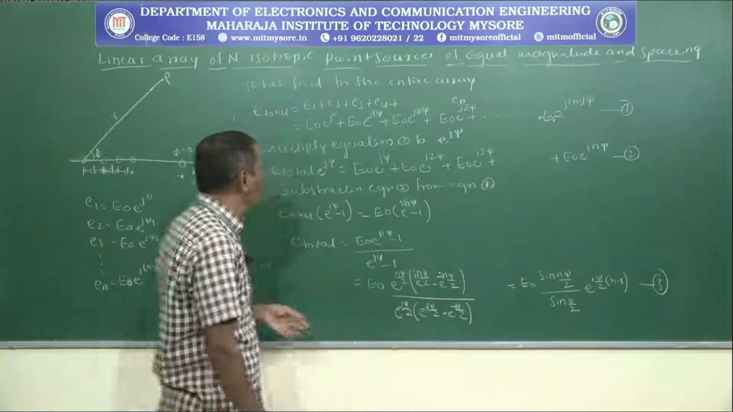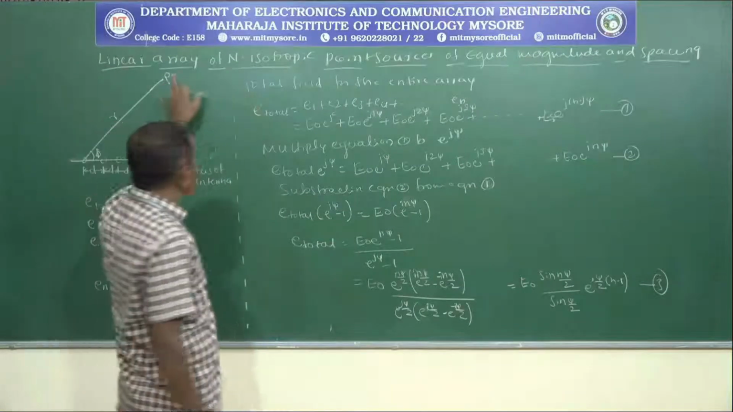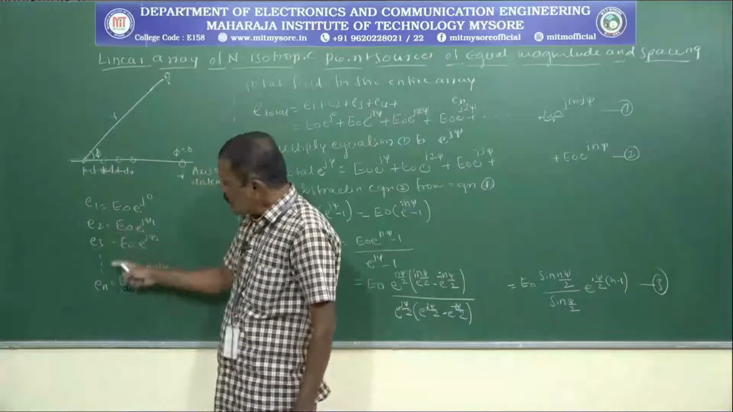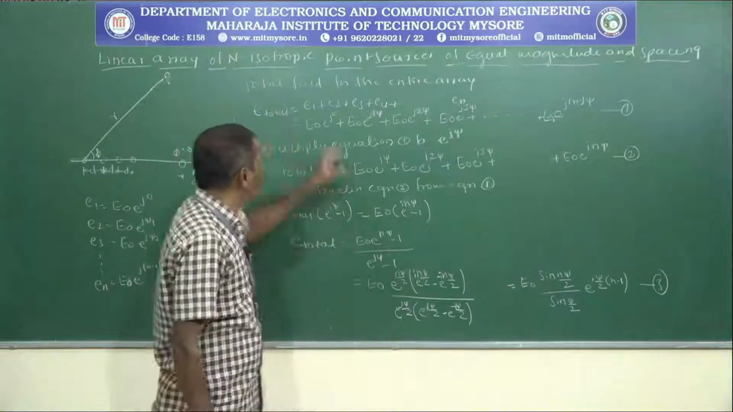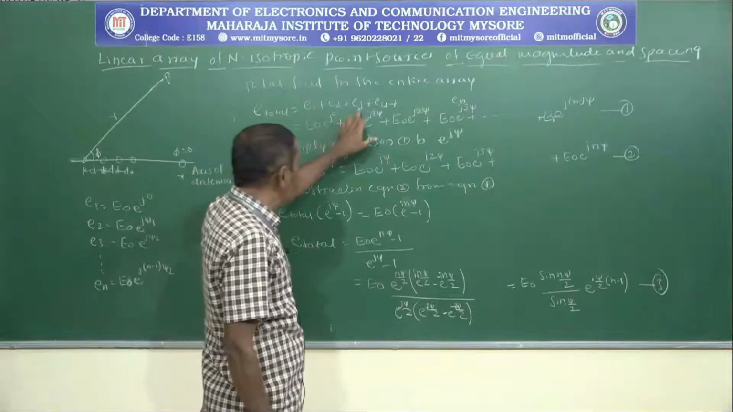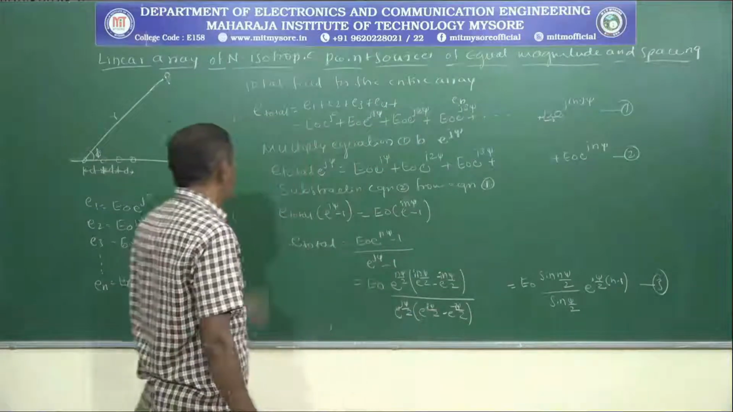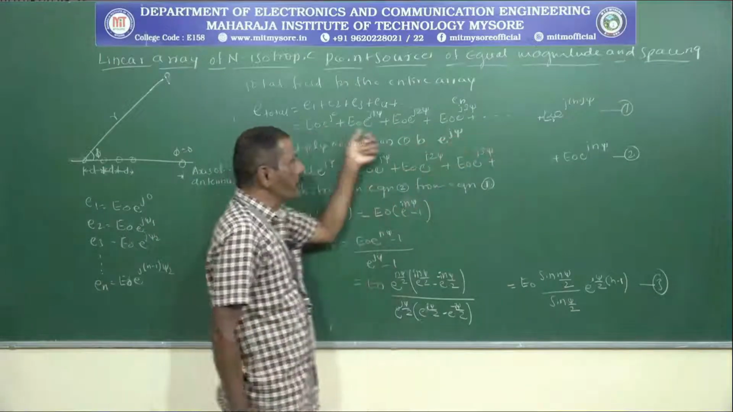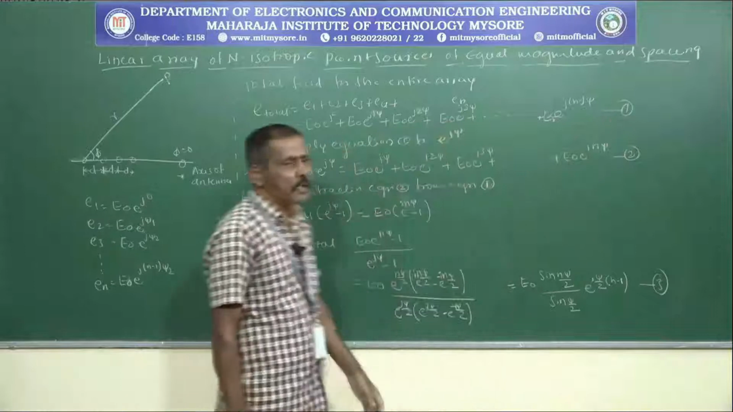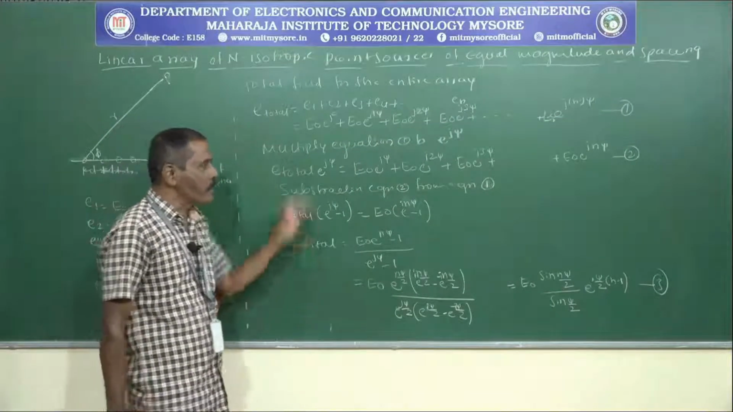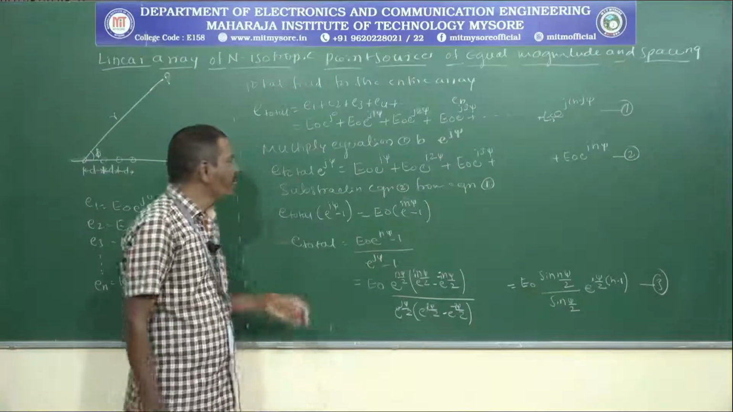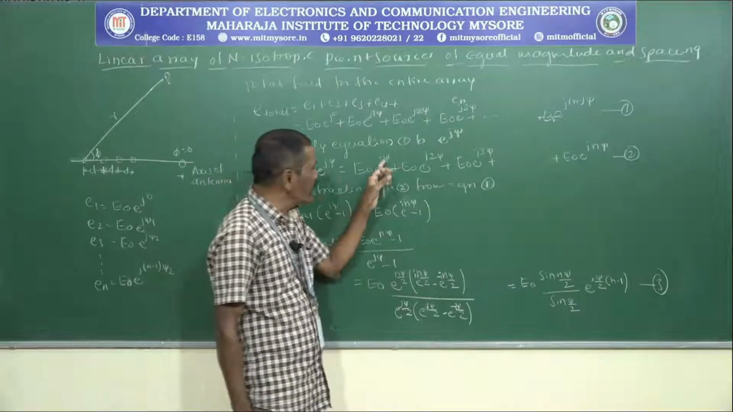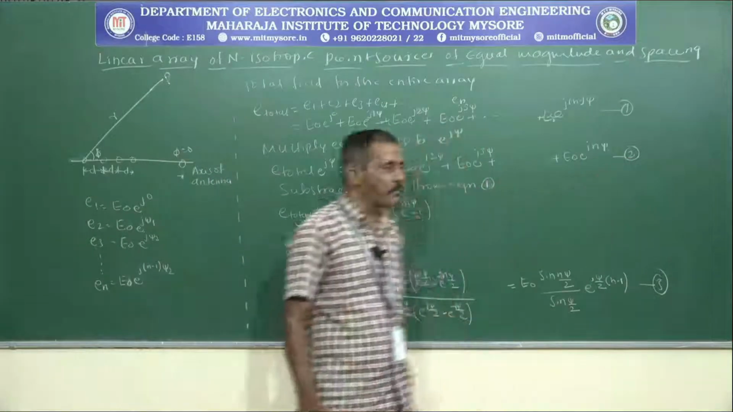Now, once you calculate this, we have to calculate the total field strength at the point P. The total field strength at the point P is the sum of all these field strengths. Therefore, the total field strength is equal to E1 plus E2 plus E3 plus E4 up to En. Then substitute the values of all E1, E2, E3, E4, like this. After substituting, we will get an equation, which we will call equation number 1. Then multiply equation number 1 by e to the power of j psi. Then we will get E total into e to the power of j psi equal to E0 into the shifted series. Call it equation number 2.